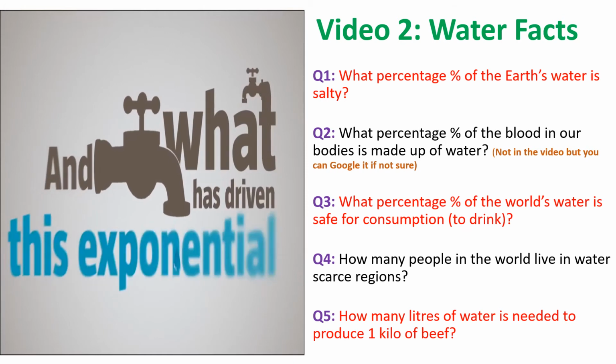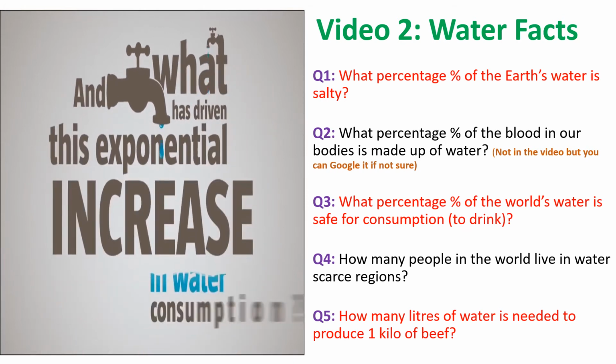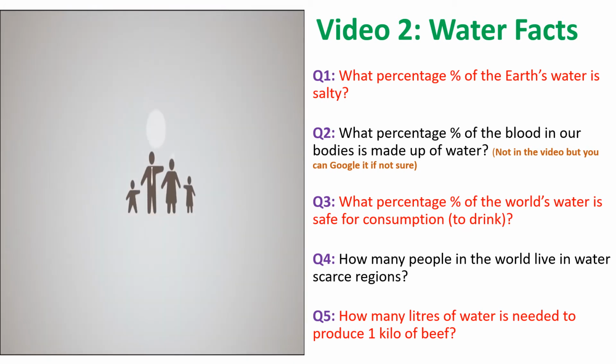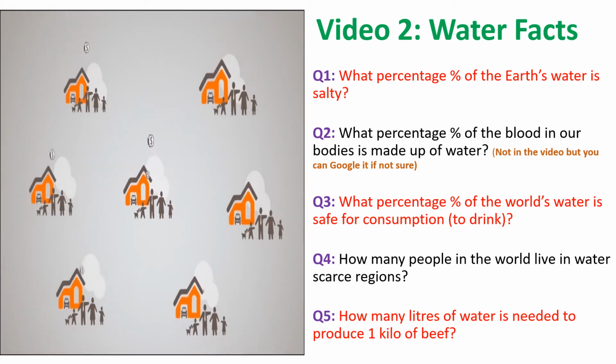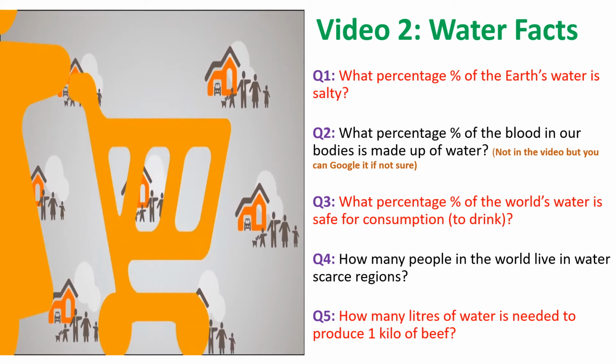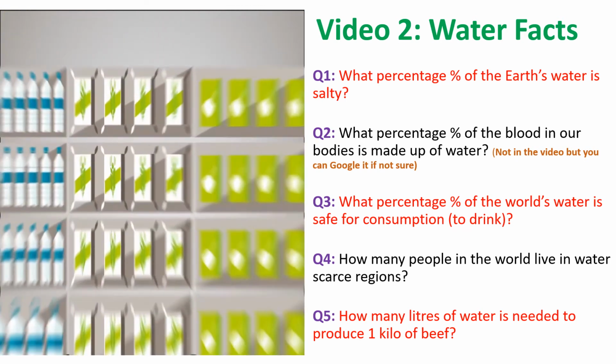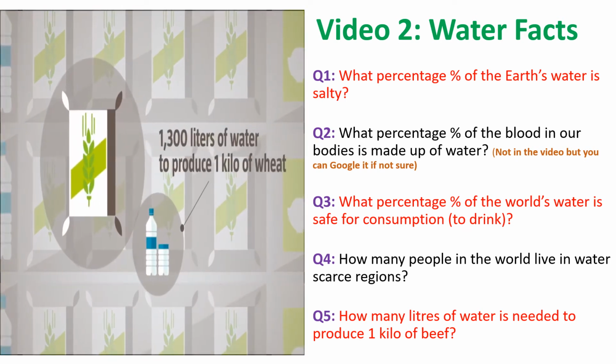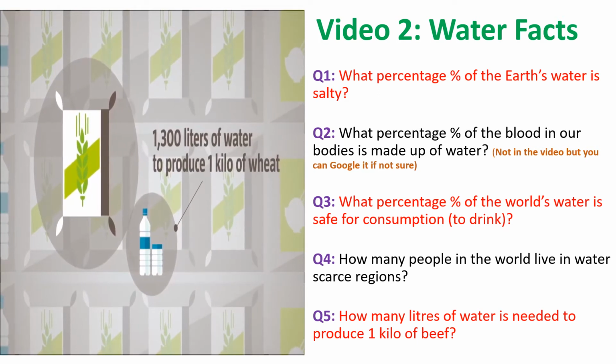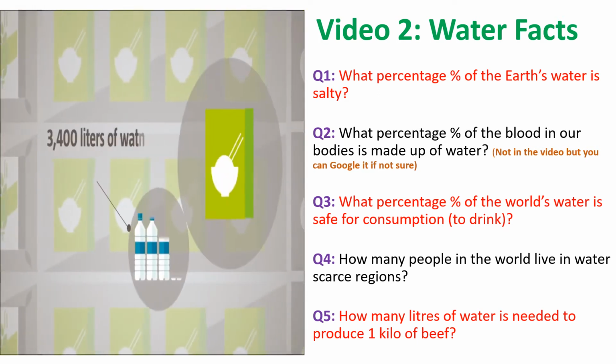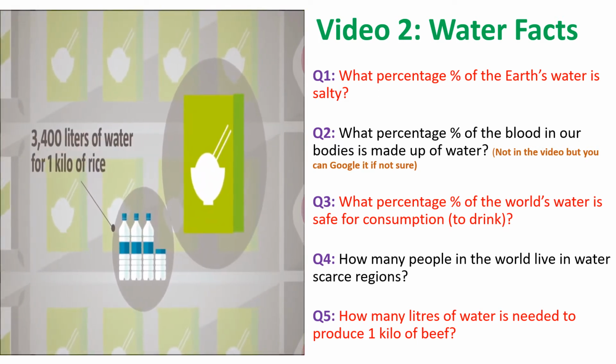And what has driven this exponential increase in water consumption? A growing middle class in the emerging markets has been one key contributor. As disposable incomes rise, eating habits change, and people tend to eat more meat. It takes 1,300 litres of water to produce 1 kilo of wheat, and 3,400 litres for 1 kilo of rice.